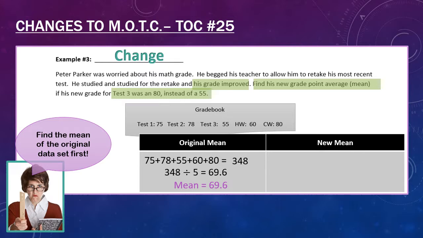Now, if his grade changes and that 55 becomes an 80, so now we have 75 plus 78 plus 80 plus 60 plus 80. His new total is 373, and we're going to divide that by 5. His new grade becomes a 74.6, which instead of being a D is now a C. So his grade went up from a D to a C. So it brought it up a little bit, not perfect, but at least he's not in danger of having to go to summer school.